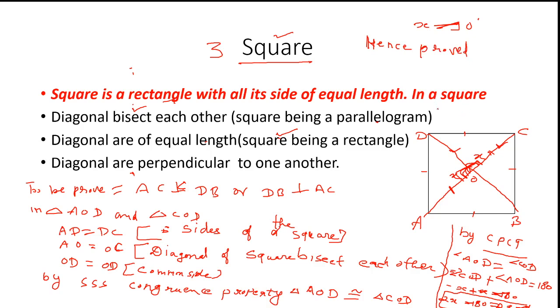the diagonal DB is perpendicular to AC. Similarly, we can prove that diagonal CA is perpendicular to DB, by the same method. So hence proved, the diagonals of a square are perpendicular to one another. They are equal in length. They are perpendicular bisectors of each other. Thank you. In this video that much we will learn.